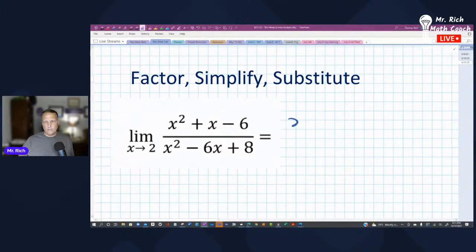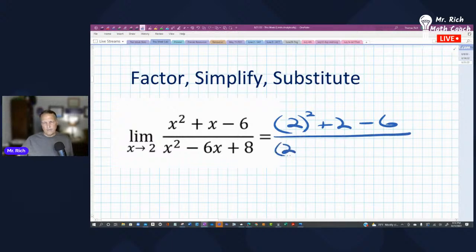When I substitute the 2 in here, I'm going to get this, and then down here I'm going to have 2 squared, so this is a plus 2 squared minus 6 times 2 plus 8. What that's going to give me is 4 plus 2 minus 6, so that does give me a 0 on the top. And down on the bottom, I'm going to get 4 minus 12 plus 8. That's 0 as well. So really what I get through direct substitution is 0 over 0.